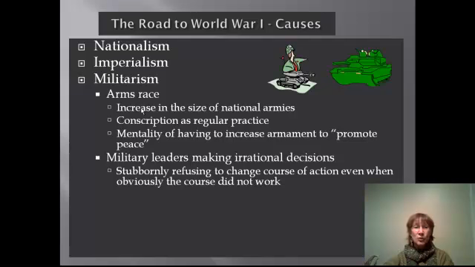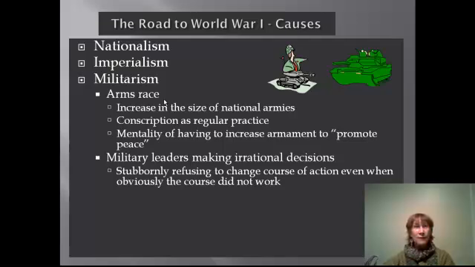Another way is to see the arms race. So how each country feels about creating and developing more and more weapons, and increasing more and more the size of their armies. Well, all of this is happening at this time.